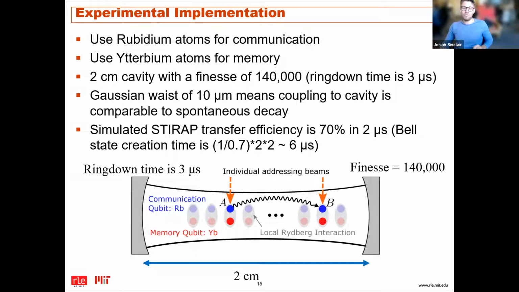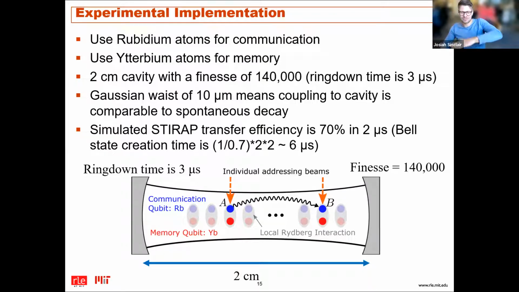implementation. We suggest using rubidium atoms for communications because we love rubidium, mainly because it's got a very convenient transition at 780, where high finesse cavities aren't easily available, and because it has nice hyperfine ground states that are very long-lived. For the memory qubits, we actually propose using ytterbium because ytterbium has magnetically insensitive metastable nuclear spin states, which have even longer lifetimes, like 25 seconds or something.